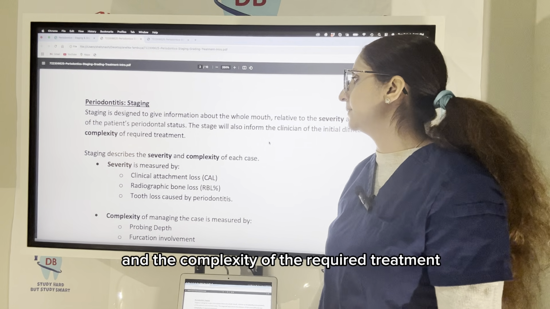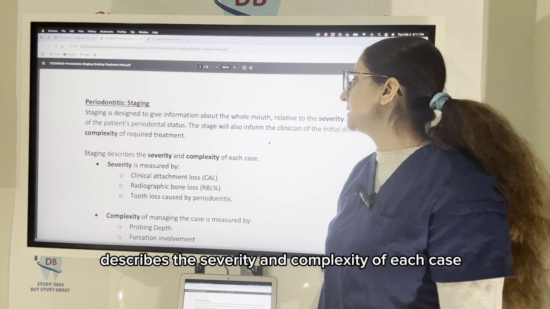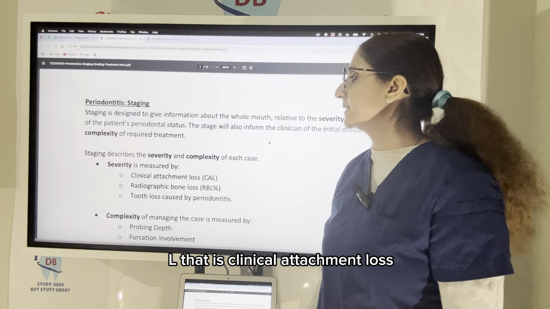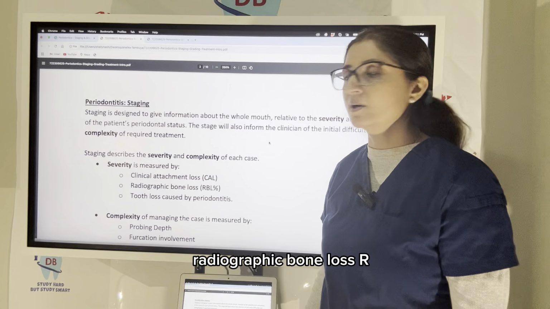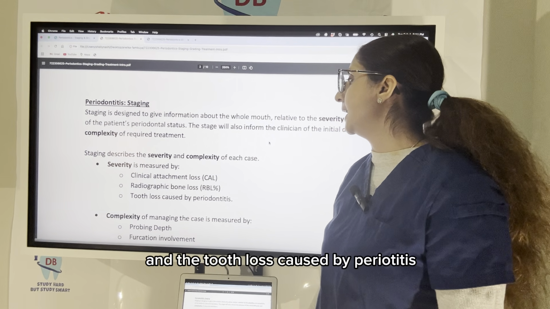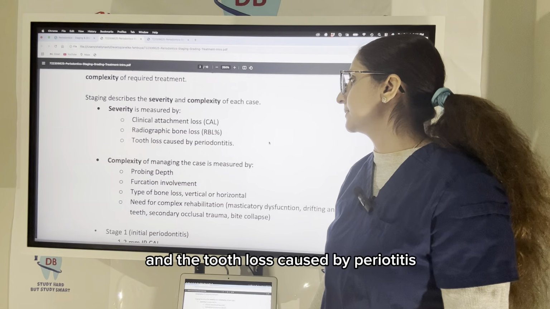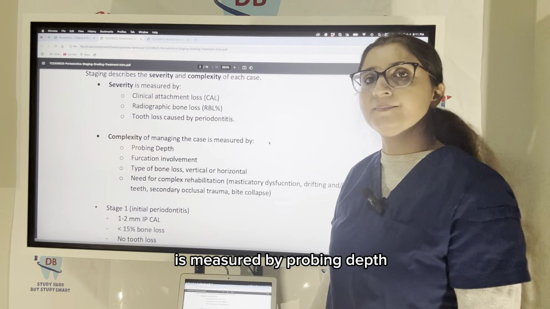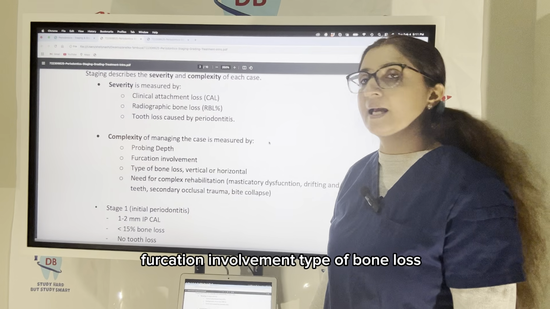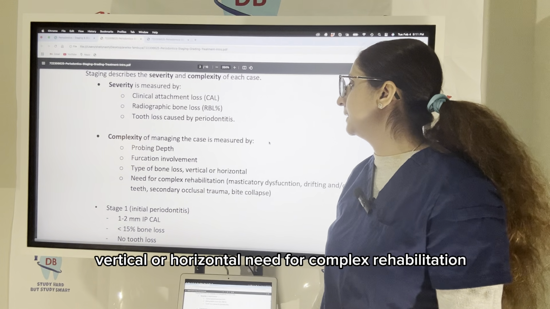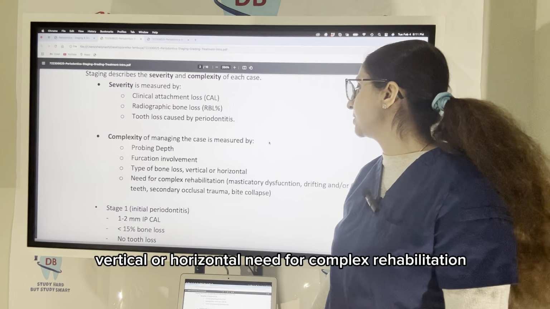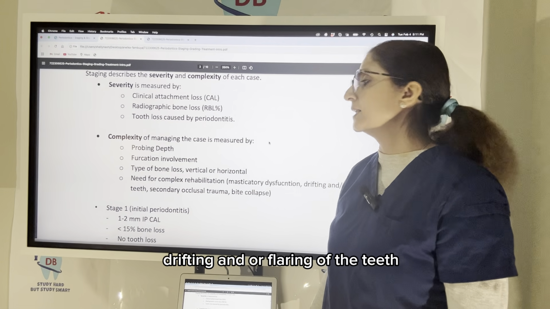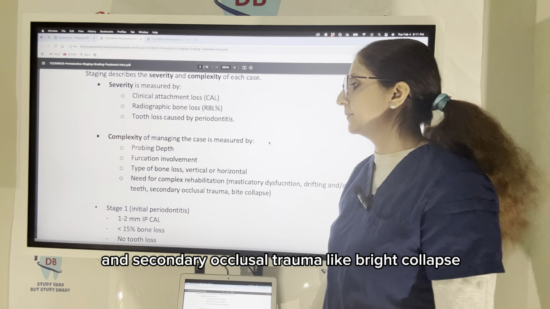So staging describes the severity and complexity of each case, and severity is measured by CAL, that is clinical attachment loss, radiographic bone loss, that is RBL in percentage, and the tooth loss caused by periodontitis. The complexity of managing the case is measured by probing depth, furcation involvement, type of bone loss, vertical or horizontal, need for complex rehabilitation, masticatory dysfunction, drifting and flaring of the teeth, and secondary occlusal trauma like bite collapse.